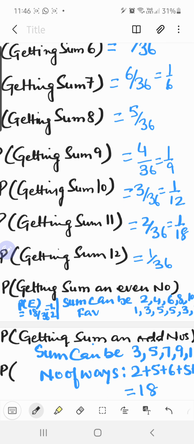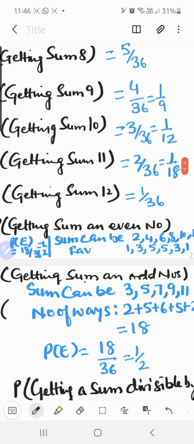Now children, these are the simple events. Now let us move towards a little difficult. What is the probability of getting the sum an even number? Sum should be an even number. So how many sums are there which are even?